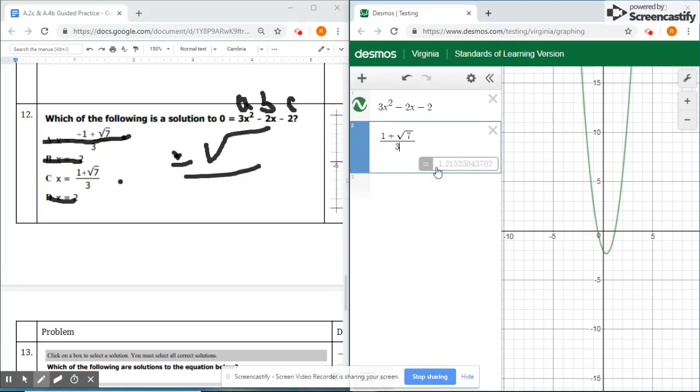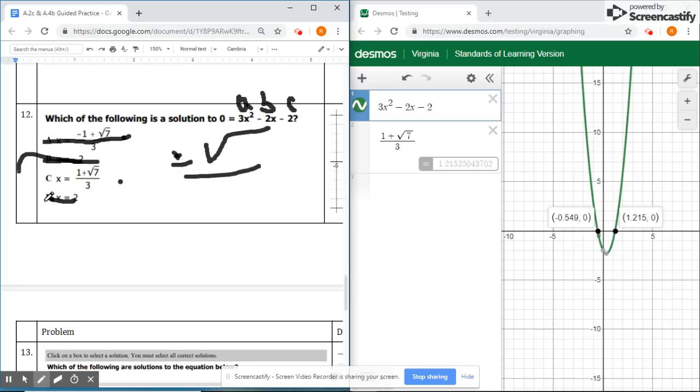Now, if we check the positive one, remember, I need my fraction bar first to make it easy. We have 1 plus square root 7 divided by 3. We get 1.215. That is an answer, 1.215 right here. So we know that this is the answer. Okay, so on number 12, we were supposed to use quadratic formula and then simplify all the way down. But we did just use Desmos to plug it in. We typed in our answer choice to make sure it matched. And then we got the correct answer.